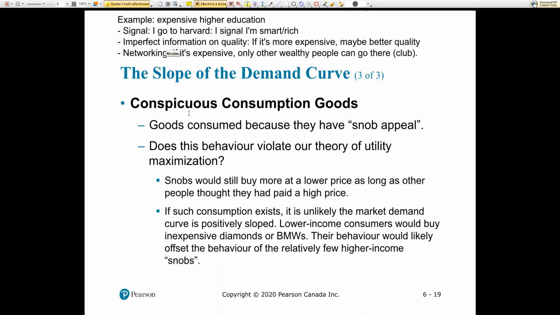So there are all sorts of reasons that have nothing to do with the theory we've seen so far, which says that price has nothing to do with anything other than making the good expensive, so limiting the quantity I can buy. Here, price is a feature. Questions about that? All good.